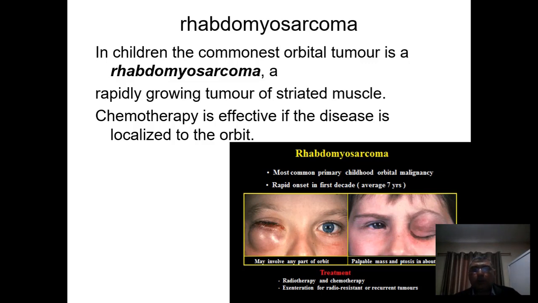Rhabdomyosarcoma occurs in children as an orbital tumor, a rapidly growing tumor of the striated muscles. It is a malignant tumor. Chemotherapy is effective if the disease is localized to the orbit. Sometimes you may need radiotherapy. Exenteration also may be needed in severe cases of rhabdomyosarcoma.